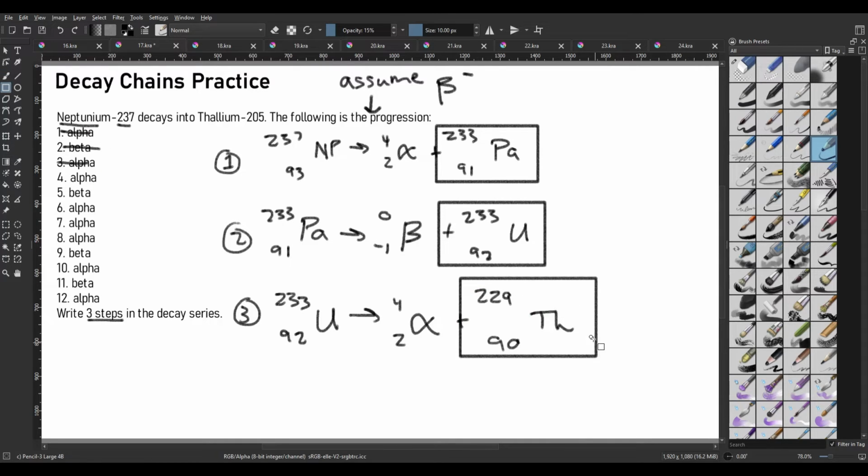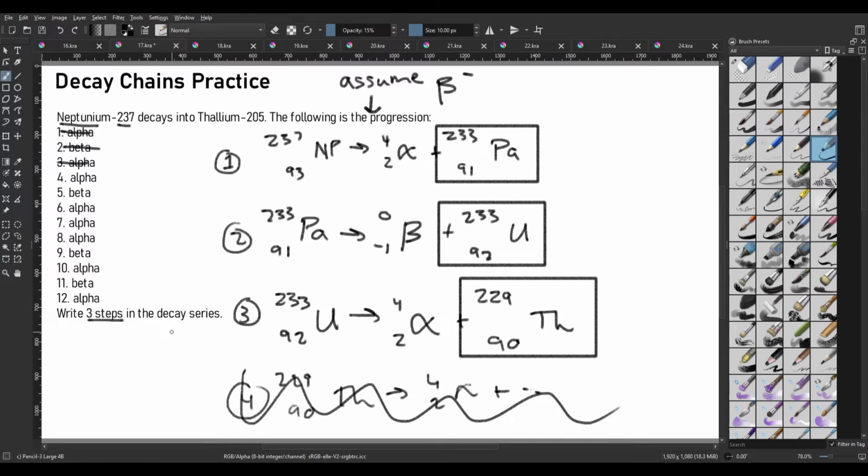on the periodic table. And these are our 3 steps, and if we want to do the 4th one, we could just do 229, 90, thorium. This is alpha decay again, 4/2 alpha plus whatever, and we would continue this until we got to the final isotope. But we're not asked to do that, we're asked to do just the first 3 steps, and this is how we do that.